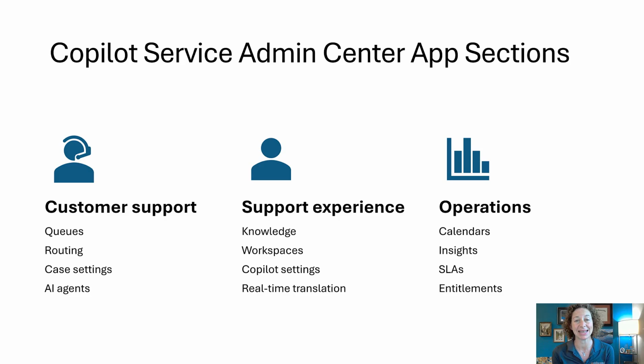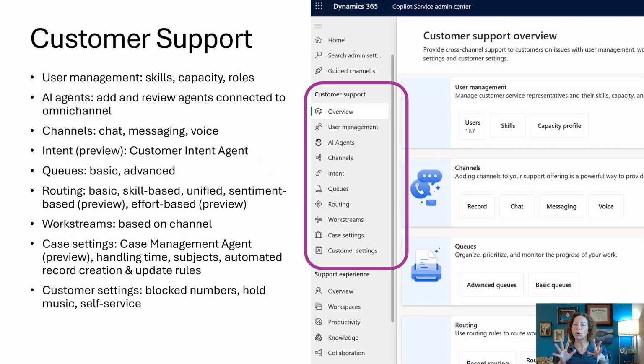There's three main sections, again, with a ton of information inside of each one of them. They are customer support, support experience, and operations. So these are different areas inside of that specific model-driven app. Let's take a look at each one a little bit more in depth. First up is the customer support area.